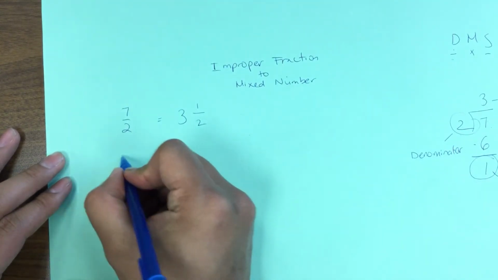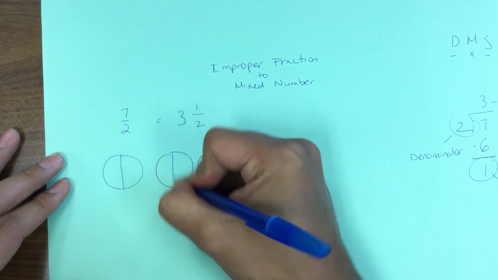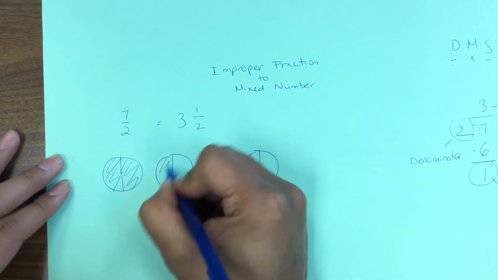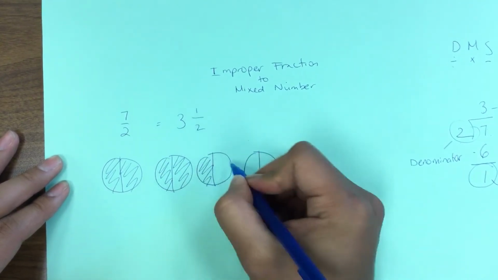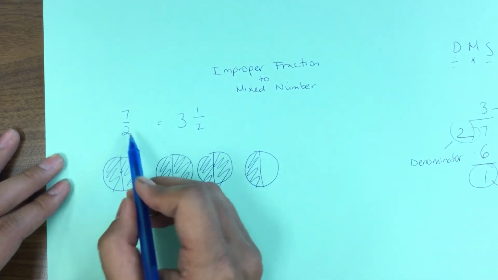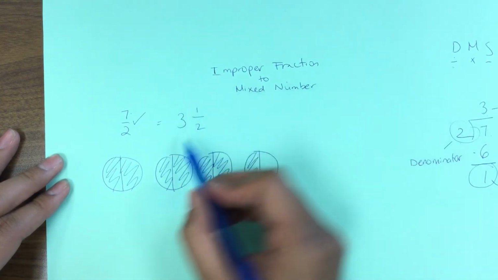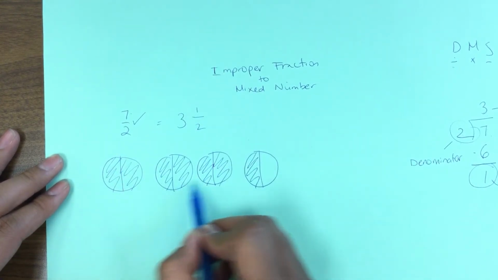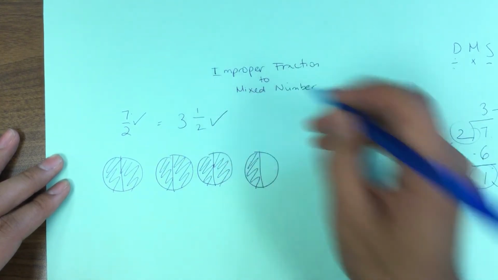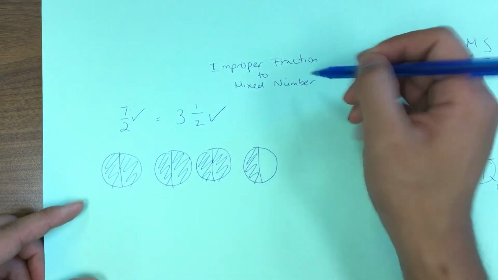If we draw that out, here's your halves. 7 should be shaded. 1, 2, 3, 4, 5, 6, 7. 7 are now shaded. And they're halves. So that's correct. Are there 3 wholes? 1, 2, 3. That's correct. And is there 1/2? Yes. So that's correct.